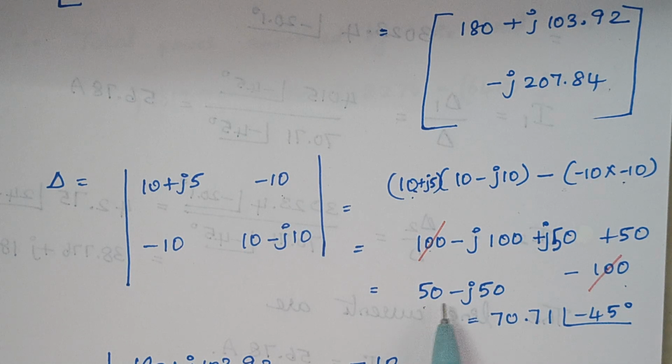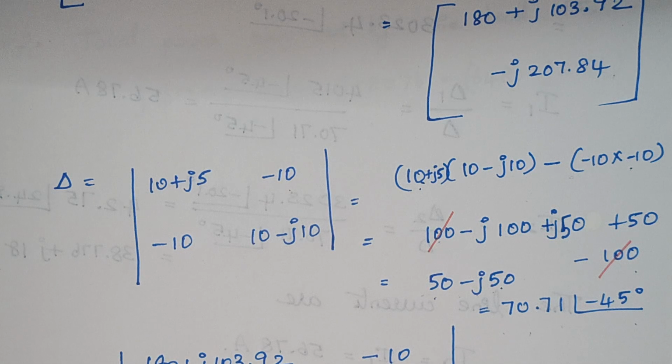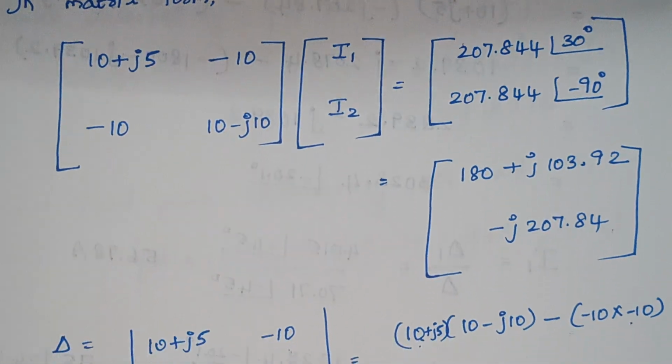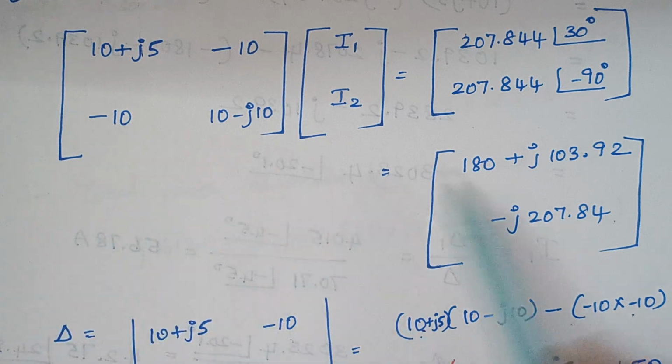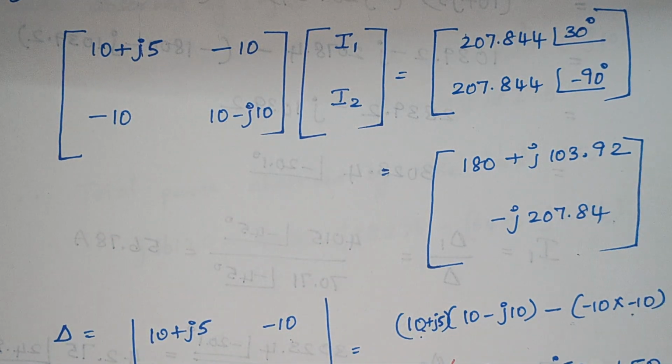Finally we are getting 50 minus J50 in rectangular form, which in polar form is 70.71 with an angle of minus 45 degrees. Right, so this is your del. Now the next thing is del 1. So how to write the expression for del 1? You have to replace this first column with this element, right?